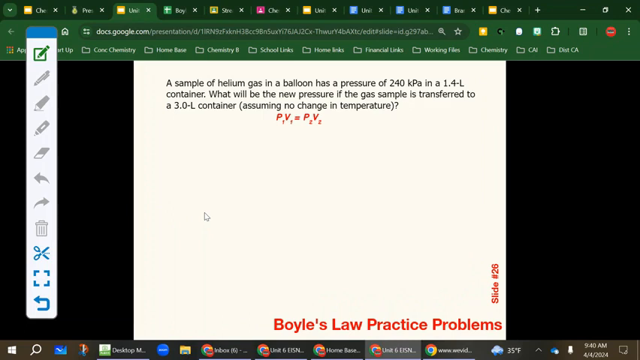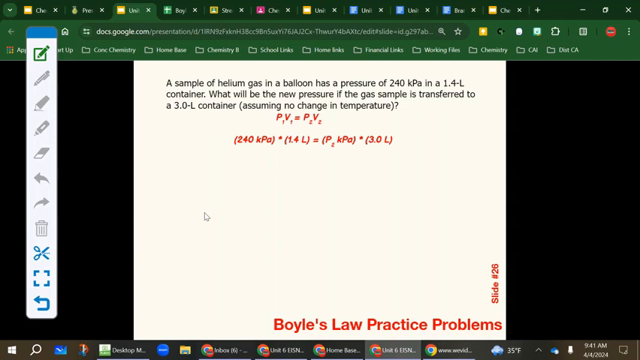Now, I don't care which conditions you call P1 and V1. Doesn't matter. But these two things go together. It's saying this is the pressure, this is the volume. They have to go either here or here. It doesn't matter which side. But they have to go together. So I'm going to put them here and here. I don't know what the new pressure is, but I do know what the new volume is.